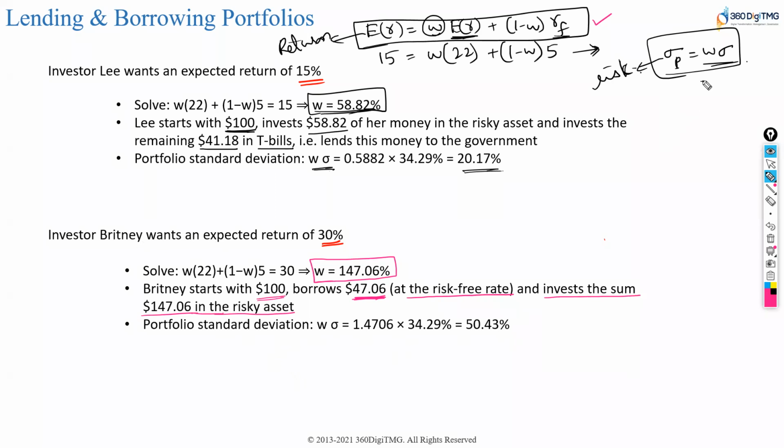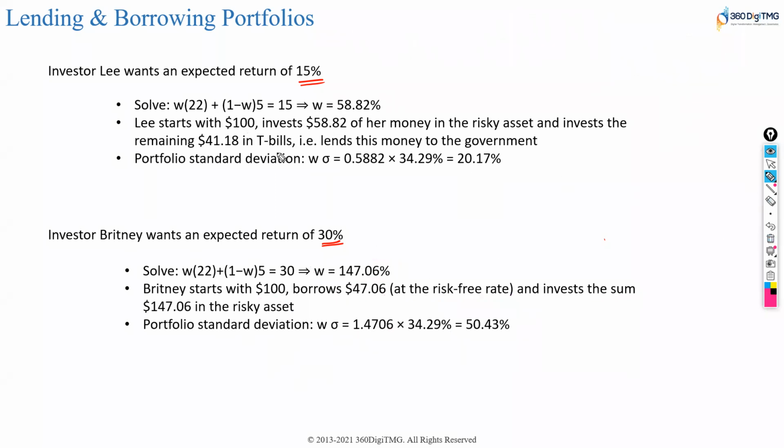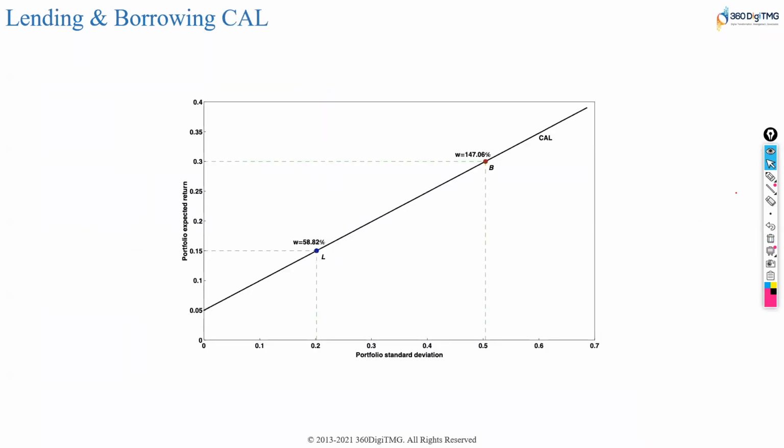Now the risk is the same formula. W into sigma. W is 1.4706 into the sigma value, you get 50.40%. So if you observe here, one person is lending to the government. One person is borrowing at the same rate. If one person is lending, another person has to borrow. Simple.